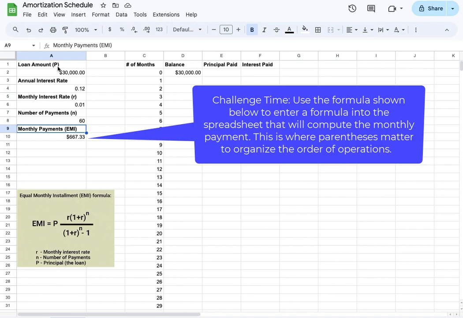But anyway, take a few minutes, pause the video, and see if you can come up with a formula using the correct syntax to get a value of $667.33.